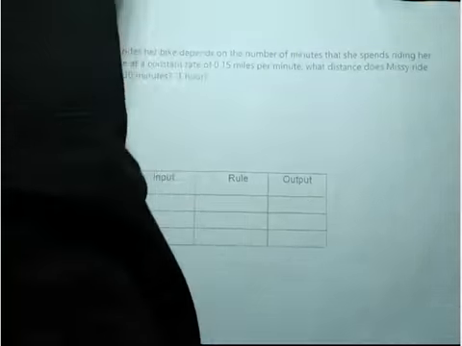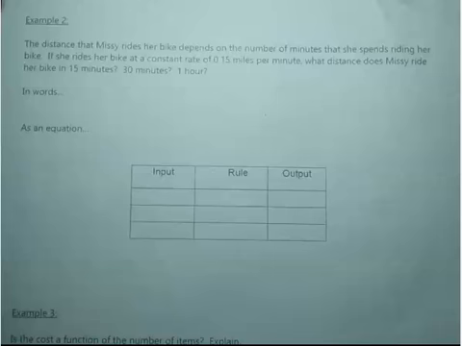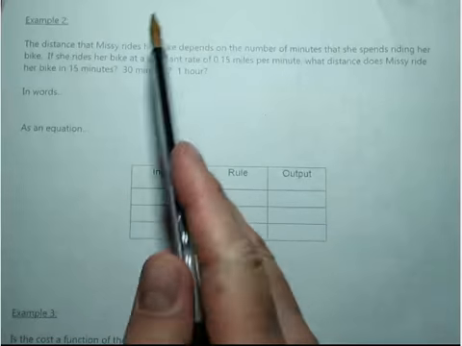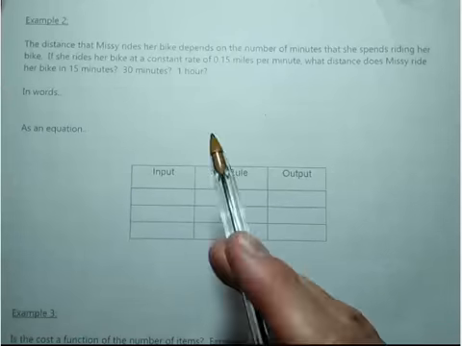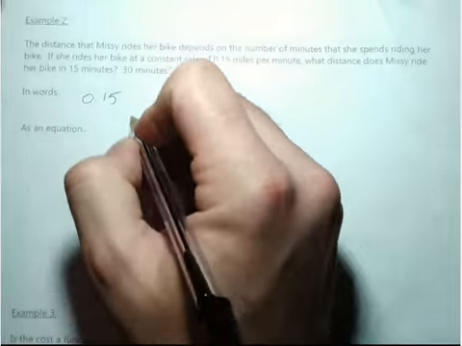Example 2 says, the distance that Missy rides her bike depends on the number of minutes that she spends riding her bike. If she rides her bike at a constant rate of 0.15 miles per minute, what distance does Missy ride her bike in 15 minutes, 30 minutes, and 1 hour? So if we translate all the important stuff from this problem into our words here, the important part is that she's riding her bike at a constant rate of 0.15 miles per minute.